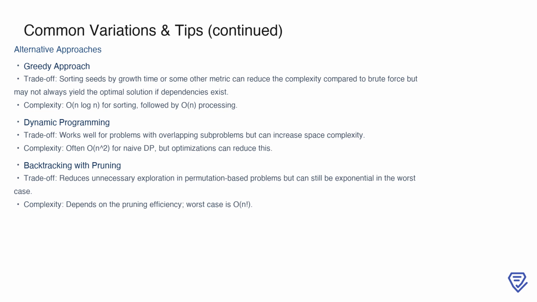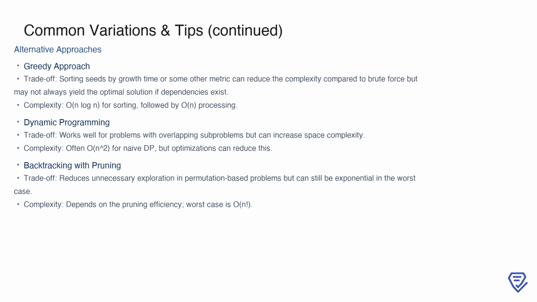Dynamic programming is another option, especially when the problem has overlapping subproblems. While it can be effective, it often increases space complexity. Naive DP solutions typically have a complexity of O(n squared), but with optimizations, this can sometimes be reduced.